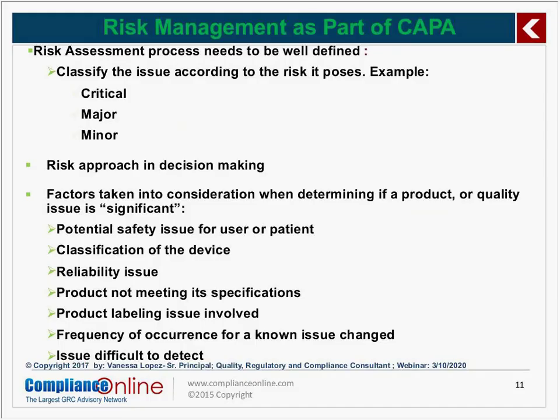Okay, now we're going to talk a little bit about risk management as part of CAPA. And we start off with the risk assessment process needing to be well defined. Risk is the combination of the probability of occurrence of a harm and the severity of that harm. Classify the issue according to the risk it possesses. For example, you may classify them as critical, major, or minor.